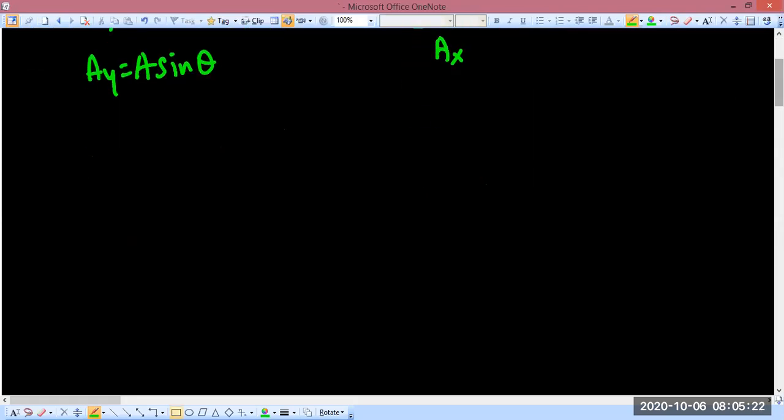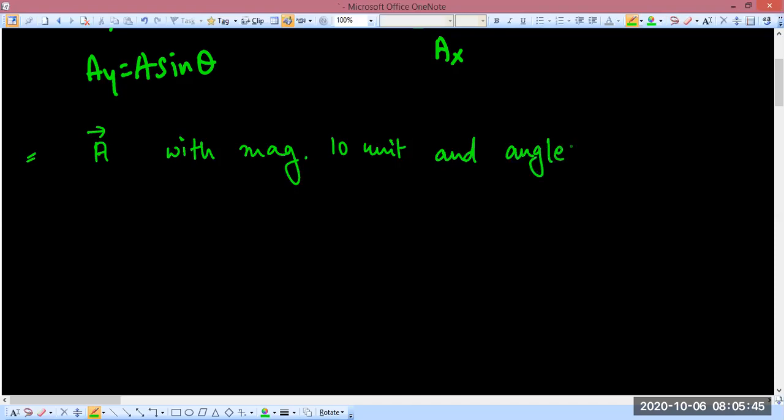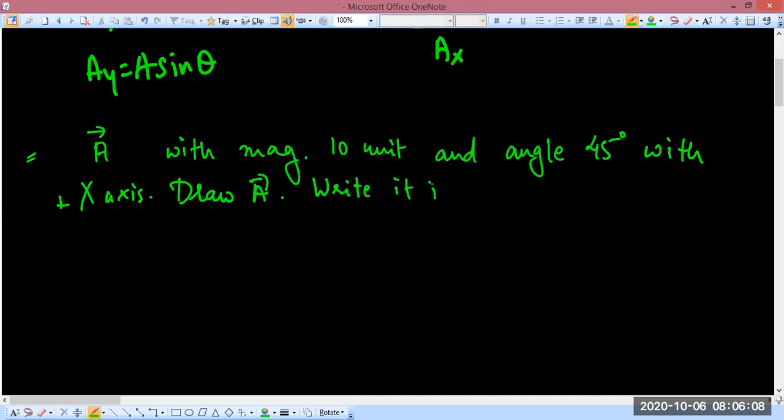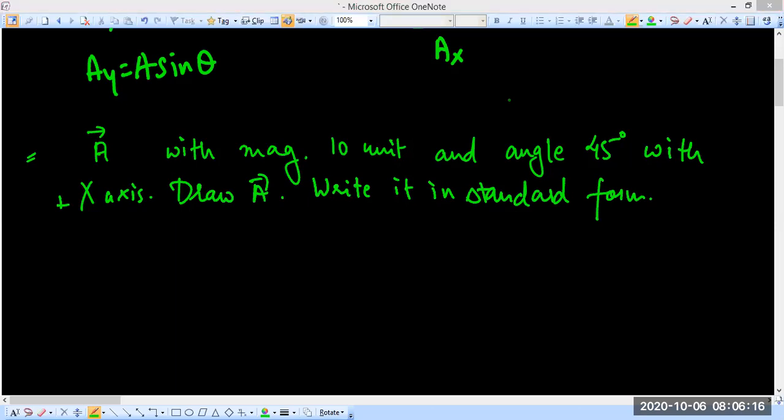Now we are going to practice using this whole idea. So let's try such questions. All right, everyone, try this. Suppose I give you a vector A with magnitude 10 units and angle 45 degrees with the positive x-axis. Then I want you to draw this vector and write it in standard form, that is in form of i caret and j caret. Write its components. Come on, everyone, do it.